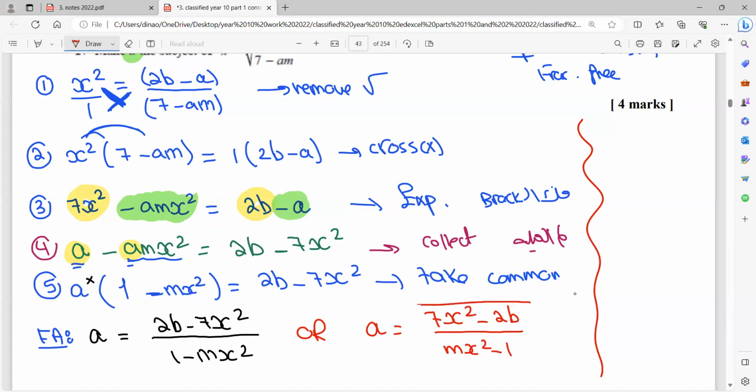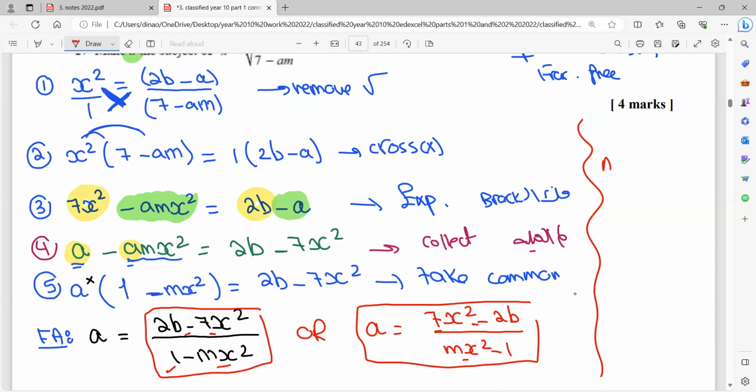Now, if you get this answer, you will find that these two are exactly the same. How do I know that these two are exactly the same? The 7 here, negative became positive. The 2b positive became negative. This one negative became positive, and that one positive flipped to negative. If all the signs are reversed, then your answers are the same. Then your answers are exactly the same if all the signs are reversed.